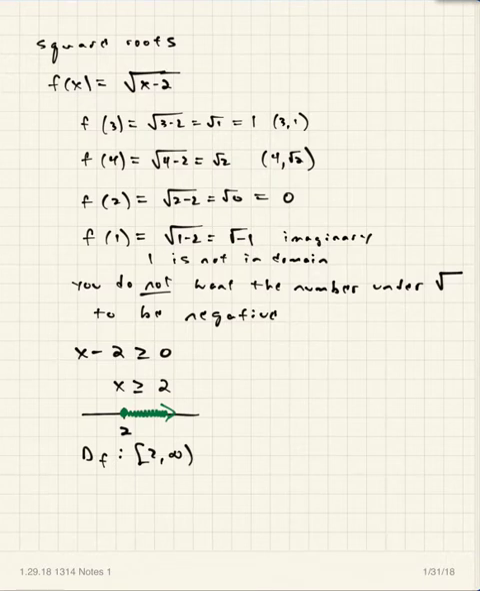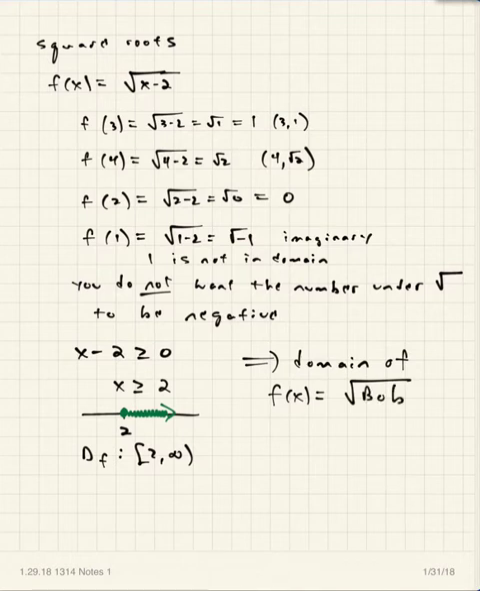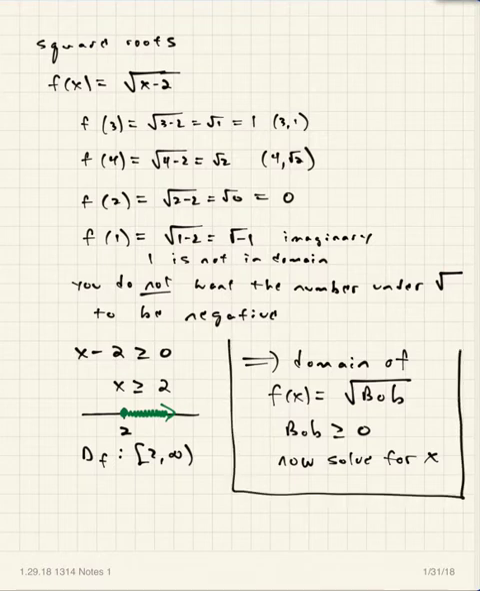So for domains, the moral to the story is, if you're trying to find the domain of f of x equals the square root of Bob, the square root of anything, it doesn't matter what it is underneath the radical, what's got to be true about Bob? Bob has to be greater than or equal to 0. So that's what you do automatically to find the domain of a square root function: you take the expression underneath the square root and you set it greater than or equal to 0. And then you solve for x. It's pretty straightforward. If you've got a square root function, this is what you do to find the domain.